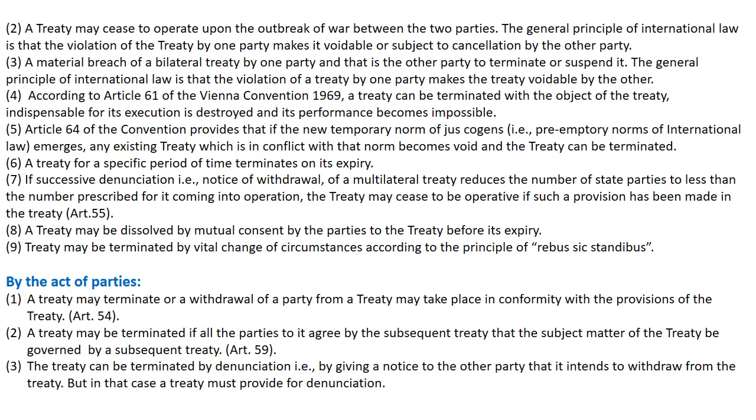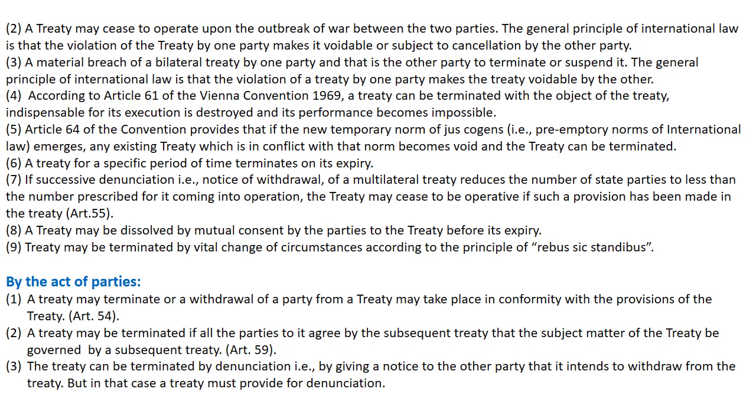So, if the treaty is against some norms, then the treaty can be terminated. A treaty for a specific period of term terminates on its expiry. If that treaty is for a period of 2 years or 3 years, after the expiry of that time, it gets automatically terminated. If successive denunciation, that is notice of withdrawal from a multilateral treaty, reduces the number of state parties to less than the number prescribed for its coming into operation, the treaty may cease to be operative if such a provision has been made in the treaty.